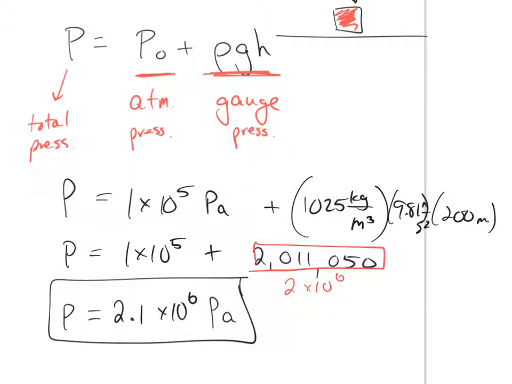What is Pa? Pascals. It's named after, I think it's Blaise Pascal, a French scientist. They named it after him. But Pascals are units of pressure.